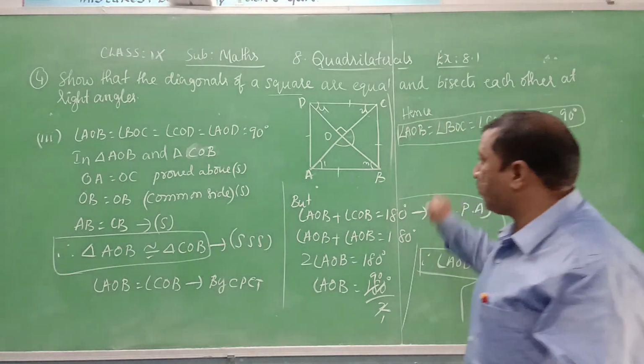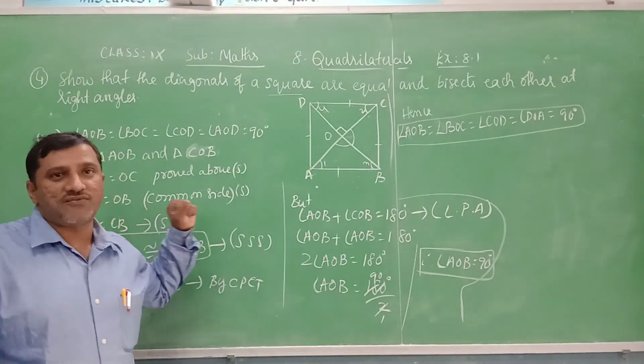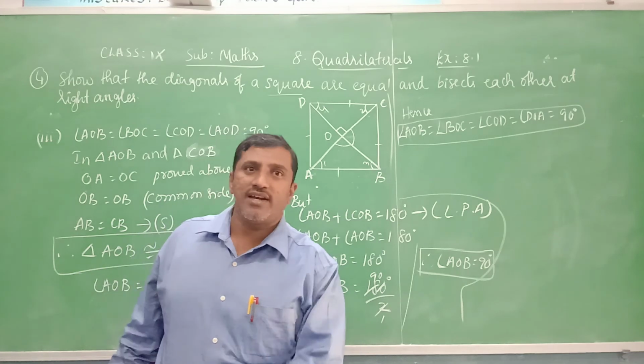Like this, we can prove the 3 identities in question number 4. Have you understood, students, this one?